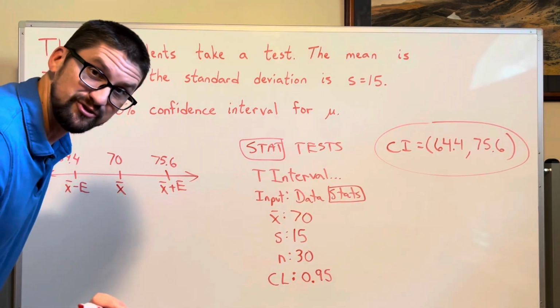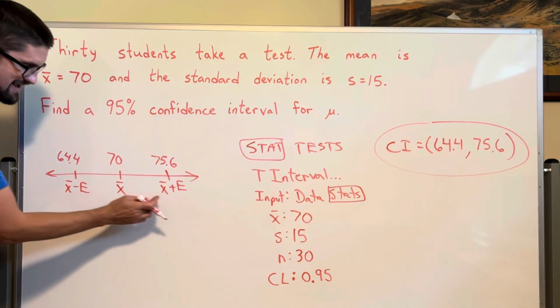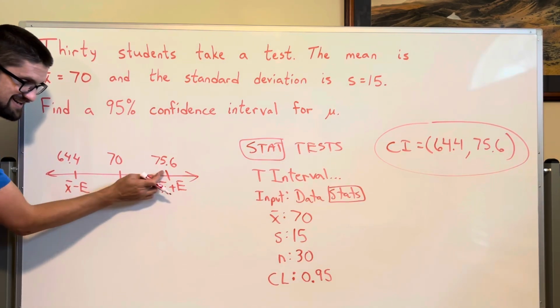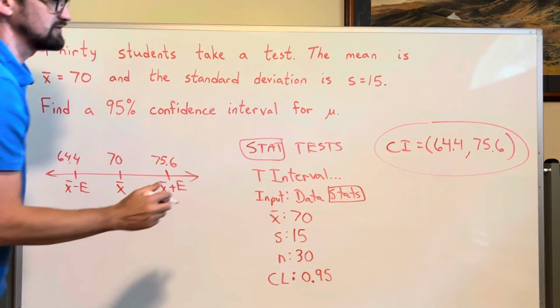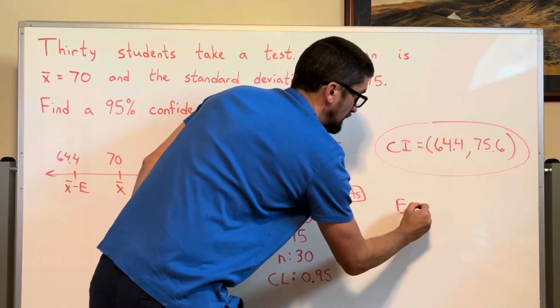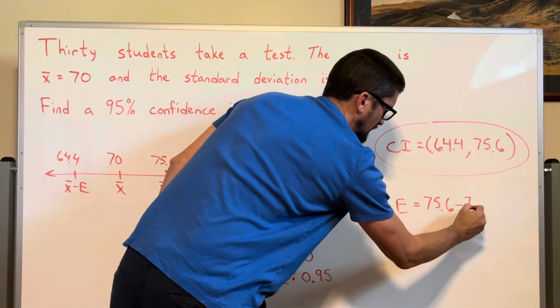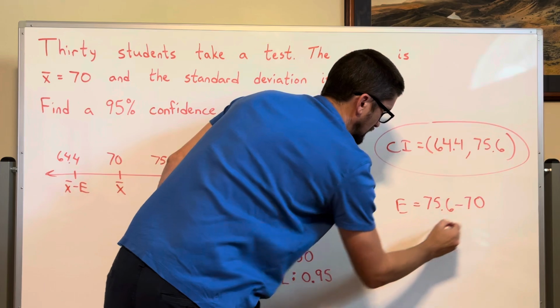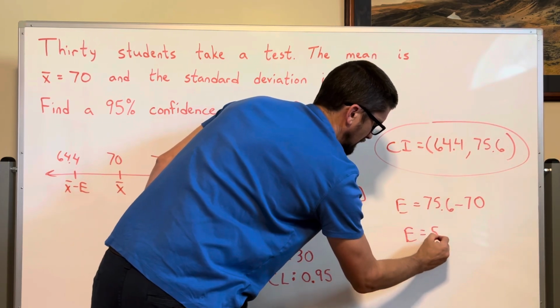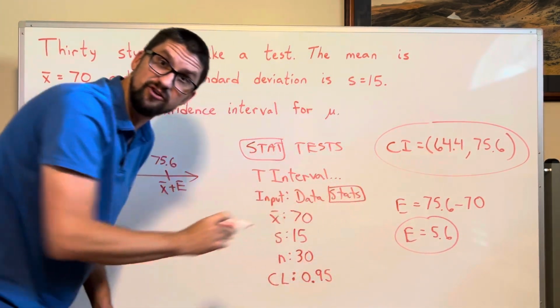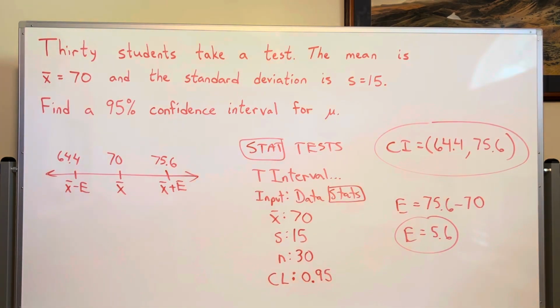If the problem asks you for the margin of error, you can find that simply by finding this distance. Just subtract those two values. That would give you a margin of error of 5.6.